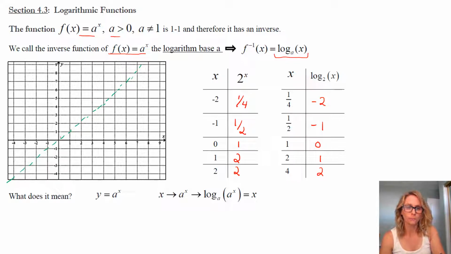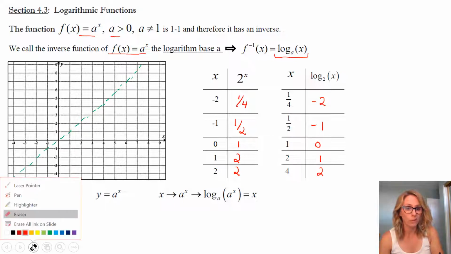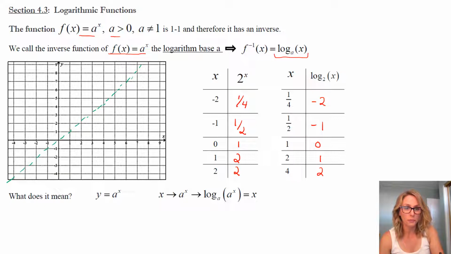So I can put on my 2 to the x there. I know what that is already because we've done that. Go ahead and put on your 2 to the x, and then if you want, put on your values for this log function that we're going to be talking about, and then we can connect the values together. I already know what it looks like. Whatever you do, it should be symmetrical over the line y equals x.